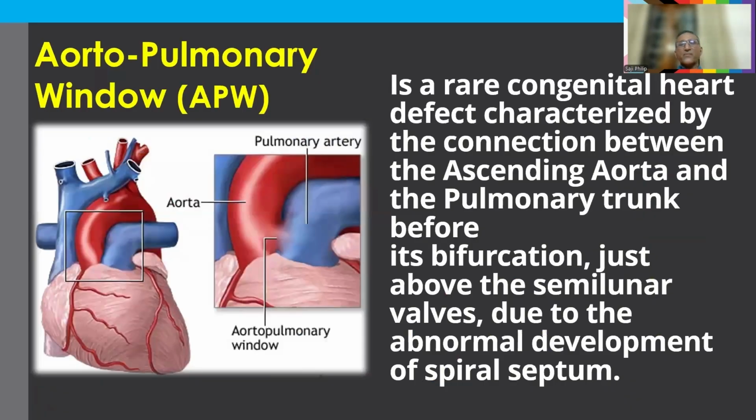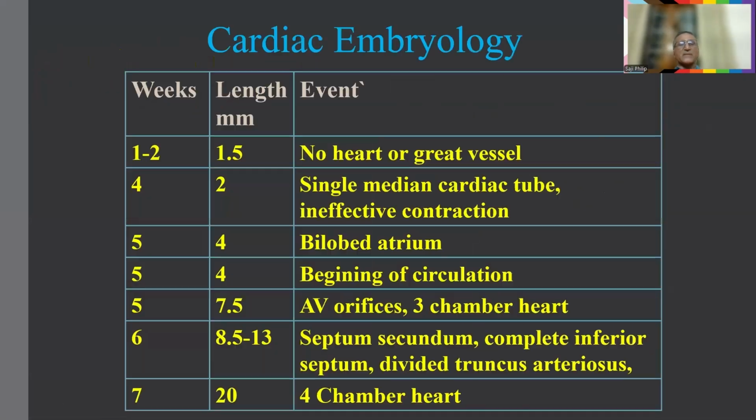What is aorto-pulmonary window? This is the aorta, and this is the pulmonary artery, divided into right pulmonary artery and left pulmonary artery, and somewhere around the semilunar valves, that is aortic valve and the pulmonary valve. So this is a connection between the ascending aorta and the pulmonary trunk here, just before the bifurcation and just above the pulmonary valve. This is due to the abnormal development of the spiral septum.